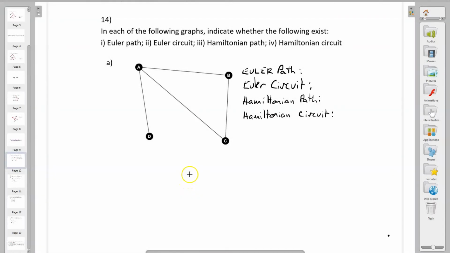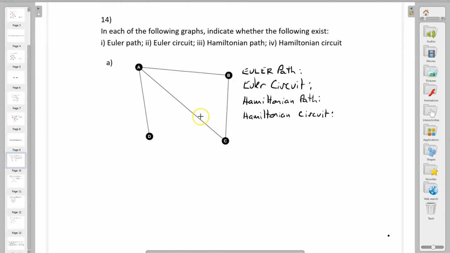Let's investigate whether this graph has an Euler path. As a refresher, remember for an Euler path to exist, we have to check to see whether there are exactly two vertices that have an odd degree. In this case, vertex D has a degree of 1, vertex A has a degree of 3, and the other two vertices have even degrees. So that tells us we can have an Euler path.